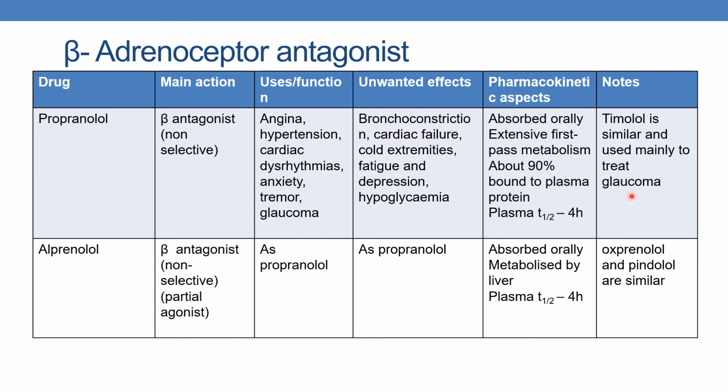Notes are: timolol is similar to propranolol and is mainly used to treat glaucoma. Next is alprenolol. It is a beta antagonist. This is also non-selective and it has partial agonist activity. Uses are similar to those of propranolol, that is angina, hypertension, cardiac arrhythmias, anxiety, tremor and glaucoma. Unwanted effects are also similar to those of propranolol. It is absorbed orally, metabolized by liver, and plasma T-half is 4 hours. Oxprenolol and pindolol are similar to alprenolol.